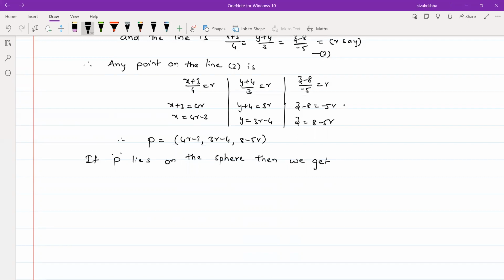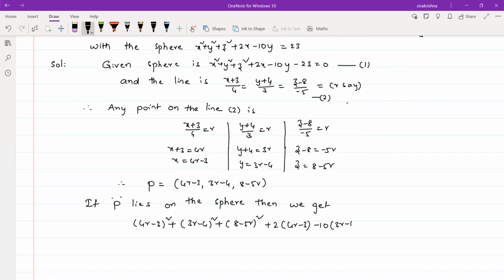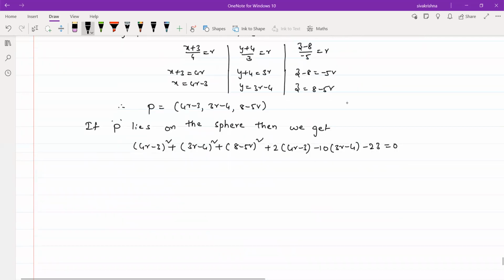The sphere equation is x square plus y square plus z square plus 2x minus 10y minus 23 is equal to 0. So we have to substitute this particular point P in the sphere equation. Here x square is nothing but (4r minus 3) whole square, plus y square, that is (3r minus 4) whole square, plus z square, (8 minus 5r) whole square, plus 2x, where x is nothing but 4r minus 3, minus 10y, where y is nothing but 3r minus 4, minus 23 is equal to 0. Now we have to simplify this equation, then we get the value of r.